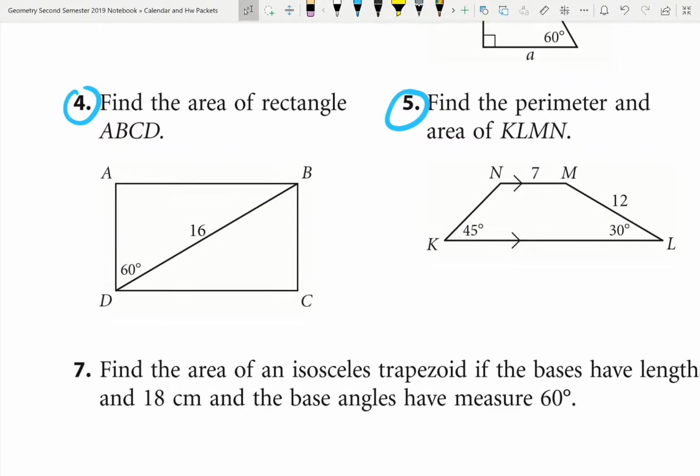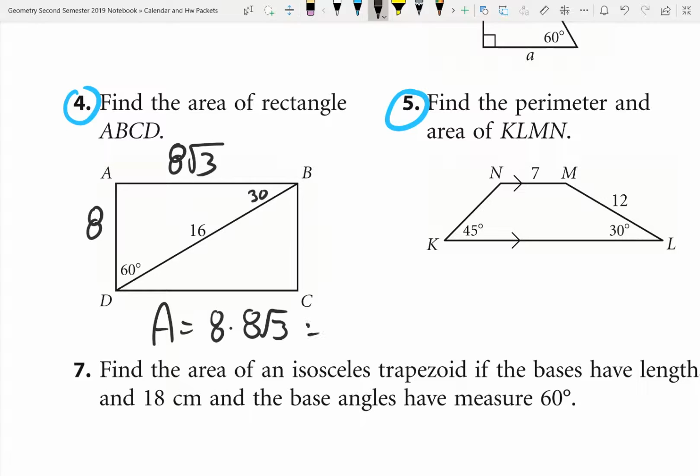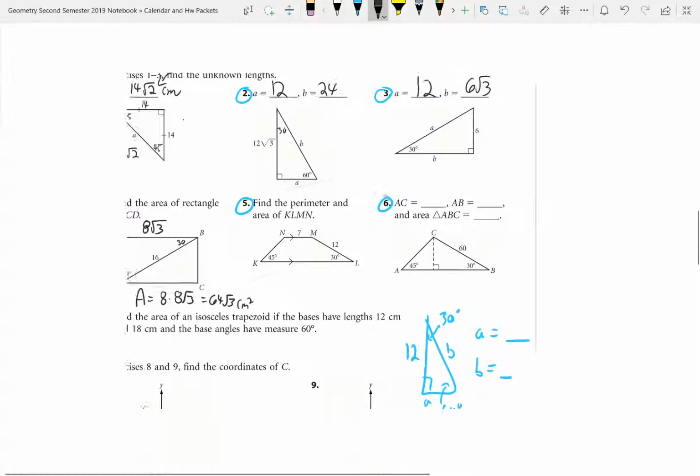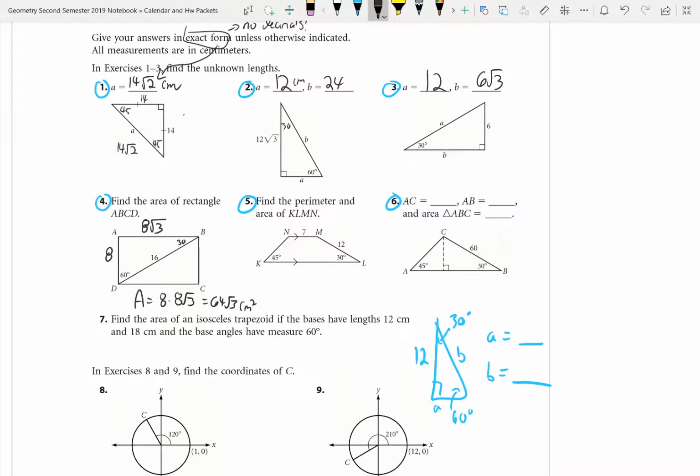Find the area of the rectangle. Now, to find the area, we need the base and the height. And this is a 30, 60, 90 triangle. So if the hypotenuse is 16, the short leg is half that, or 8, and the longer leg is 8 times the square root of 3. So the area equals 8 times 8 root 3 equals 64 root 3 centimeters squared. I got to remember centimeters on here.